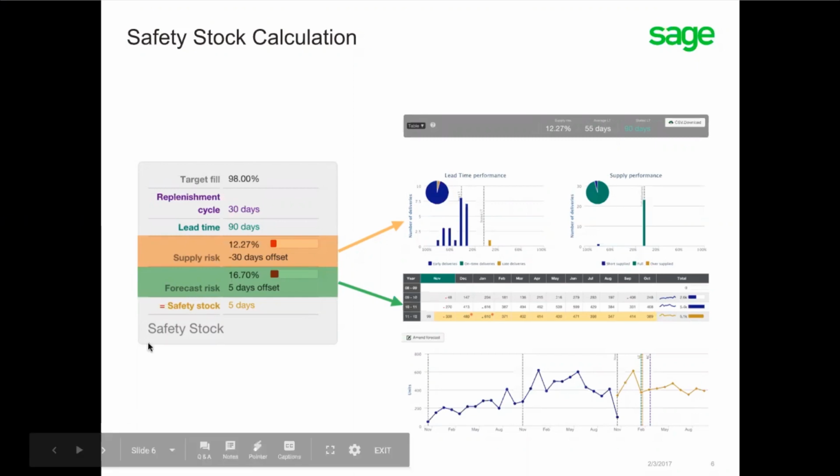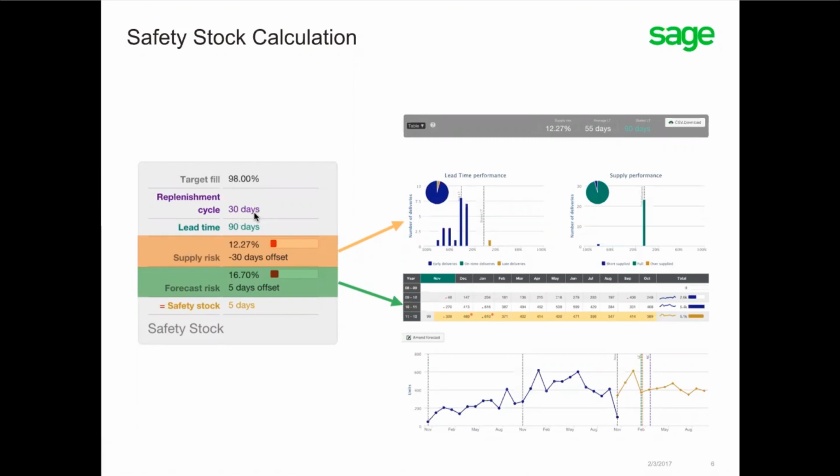So obviously how important the item is and what your target fill rates are, as I said, will have some effect on that. Your replenishment cycle, in other words, how often you purchase the item, would have an effect on your safety stock days. And then obviously your lead time. These all affect your safety stock days and how much stock we'll be holding. Then we also look at things like supplier risk and forecast risk.